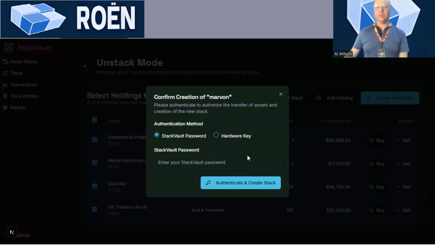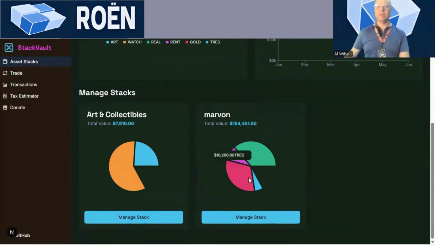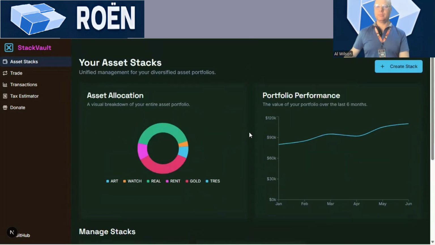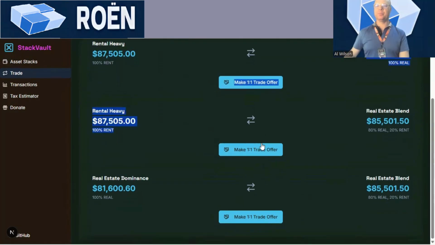We have an option for authentication. In this case, we'll enter our password. And now our new stack is created. Here we see our new stack with a total aggregated value of 154,000. These stacks are tradable. We have system suggested trades within 10% of market value. Market values are updated continually through smart contracts.